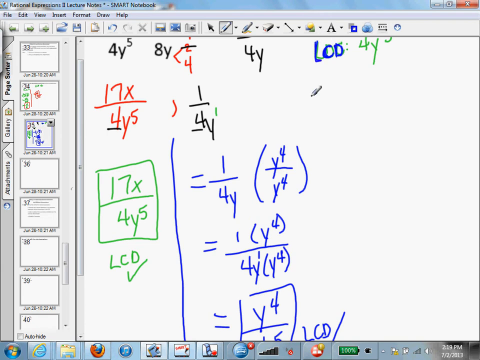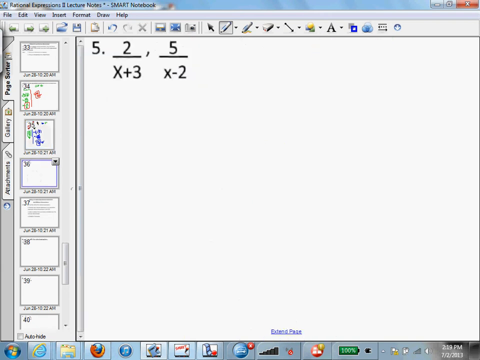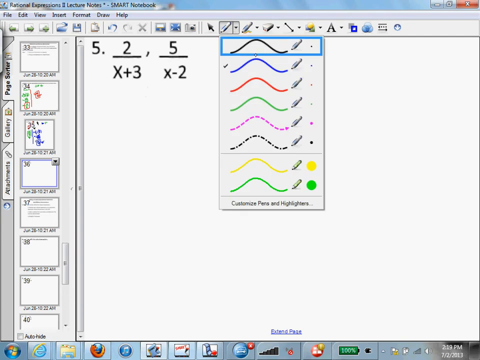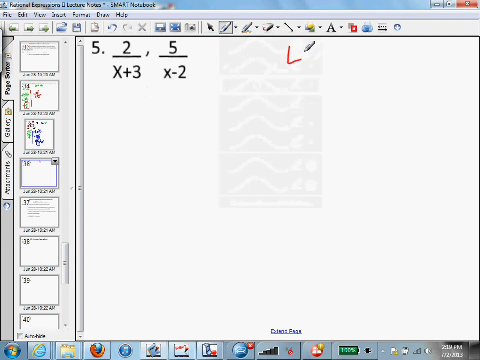Okay, looking at our next example, we have 2 over x plus 3, and we have 5 over x minus 2. Well, for this we cannot use anything in common, so we're going to have to work to both sets. So the LCD, the least common denominator, is going to be both denominators combined. So x plus 3 times x minus 2.